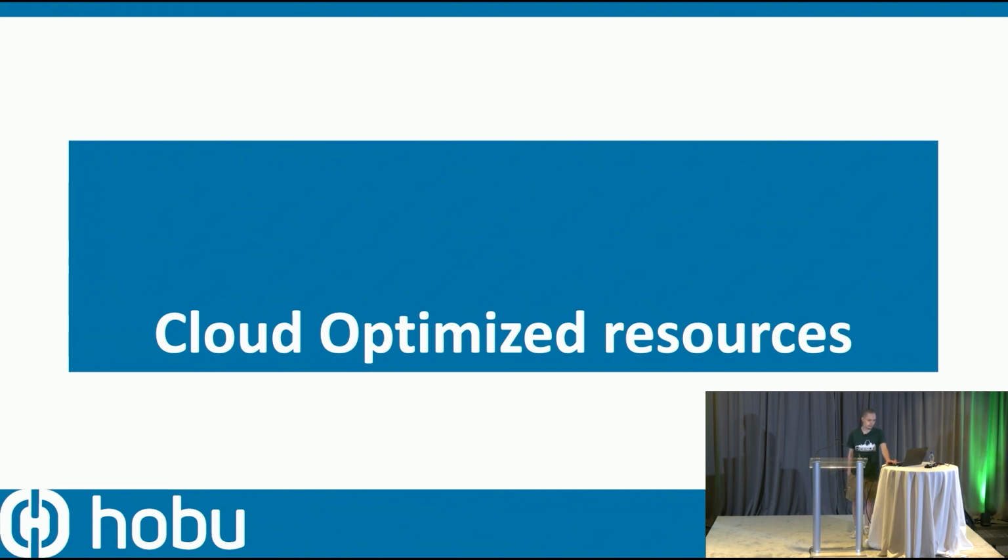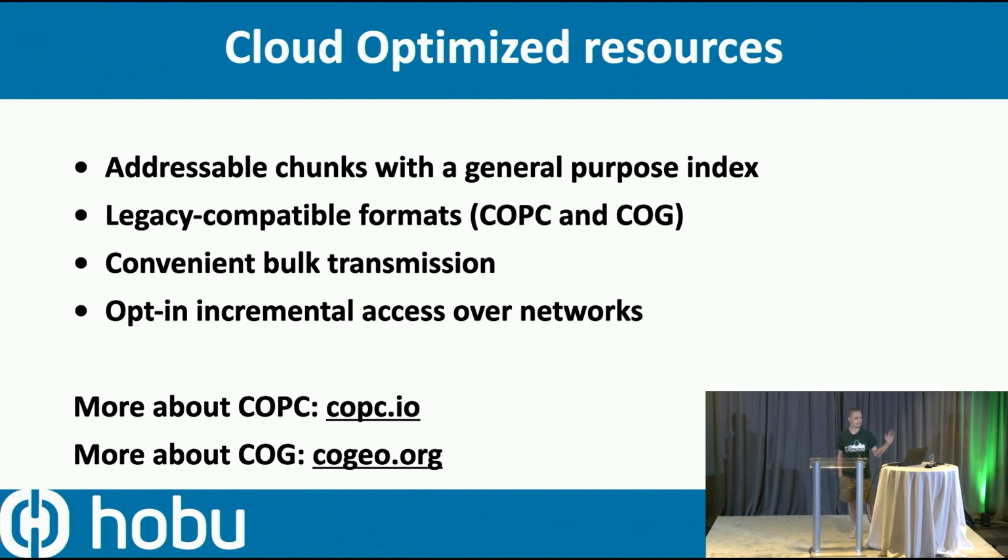But first, the background information on what we call cloud-optimized resources, specifically meaning COPC and COG, point clouds and GeoTIFFs. And these are extensions of legacy geospatial formats. So COPC is just a special LAZ 1.4 file, and COGs are just special GeoTIFF files. And they're special because they're optimized for bulk transmission and incremental access. The data is structured in addressable chunks, which takes advantage of HTTP range requests to just grab the parts of the file that you need, the incremental access.